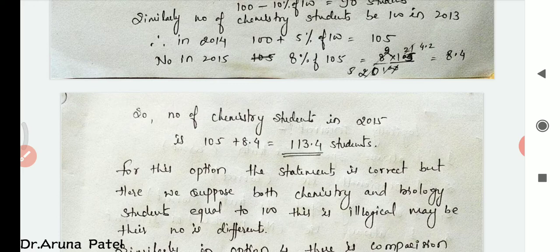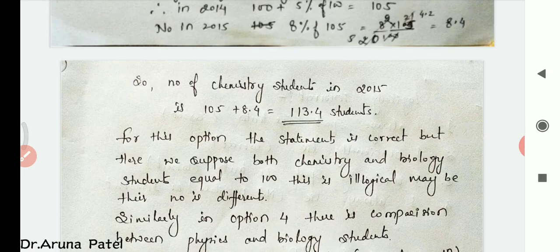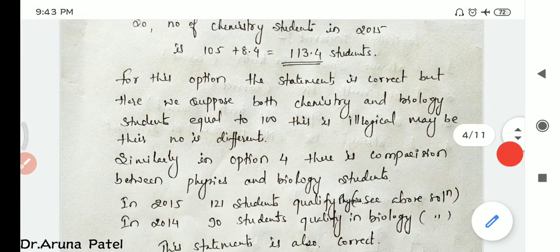we supposed both the chemistry and biology students in 2013 to be the same, 100, and this is not given here. We have to suppose these values, so students equal to 100 is illogical. Maybe the numbers are different, chemistry having 80, biology having 70, or it may be 90 or something else. So we have illogically taken the values, and this is not possible for interpreting any statement. We supposed the data for both chemistry and biology. So this statement is wrong.